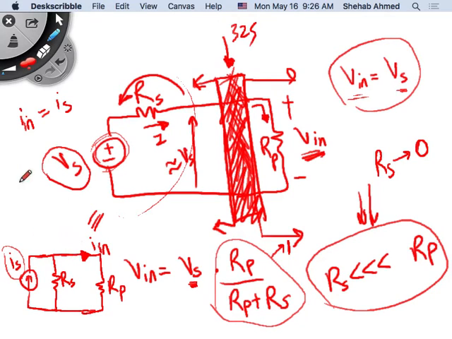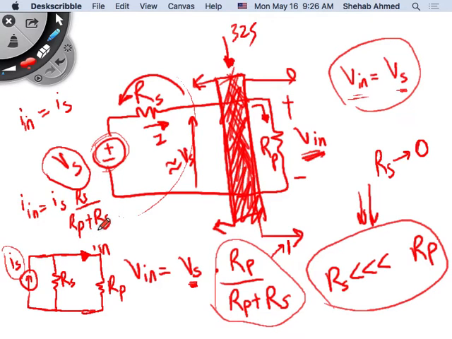Okay, let's do the current divider rule. I input is equal to what? IS times RS over RS plus RP? Is it the opposite way? Oh, yeah, it's the opposite. Take the opposite branch over the sum: RS over RP plus RS, right? So what do we want here? We want RP to be as close to 0 as possible. We need RP to be a short circuit. Ideally you would like it to be small. That's one way to go.